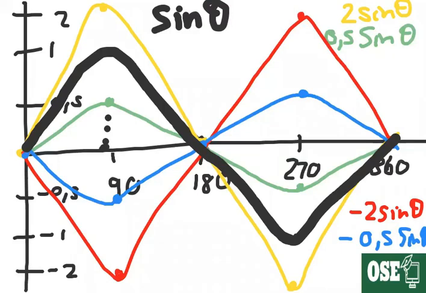So you can see the green looks like the original. It's just that the amplitude is decreased or lower. The amplitude now sits on 0.5 instead of 1. Does it make sense?